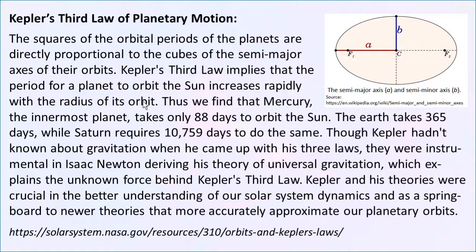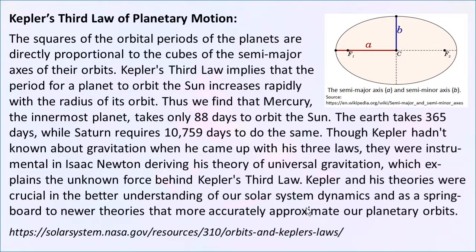with, say, a moderate increase in the distance. It gets way slower. That's why the outer planets are extremely slow compared to the inner planets. Thus we find that Mercury, the innermost planet, takes only 88 days to orbit the sun. The Earth takes 365. Saturn requires over 10,000 days.